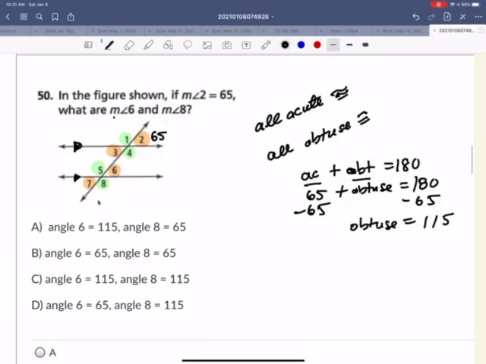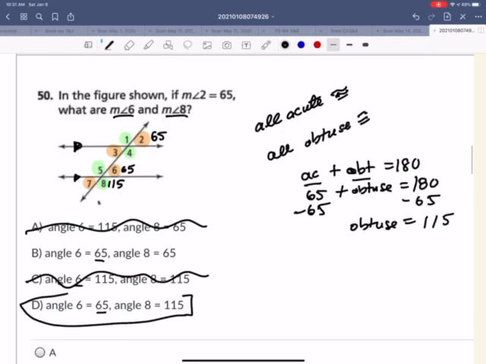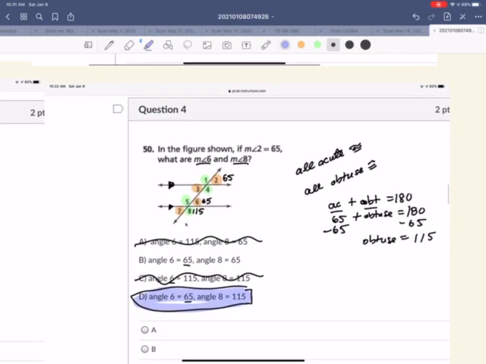Now, let's see what they're asking. They're saying angle 6, so that is the acute one. Angle 8 is obtuse, that's going to be 115. So 6 is 65, right? And 8 is 115. Beautiful. So we have our answer. Let's check out number 5.